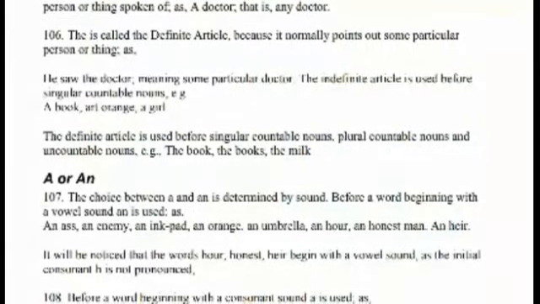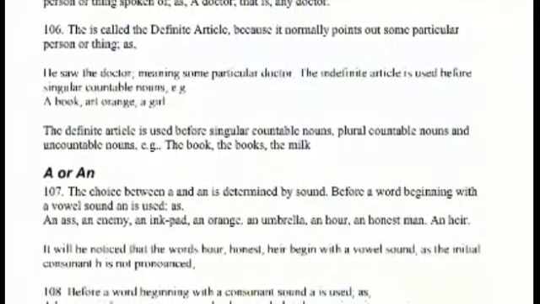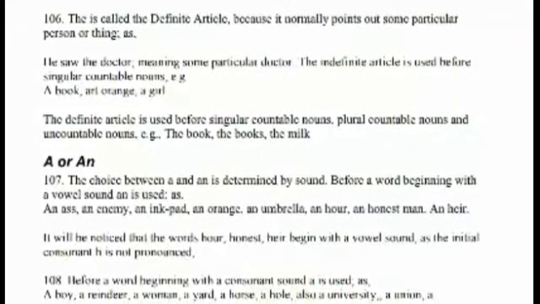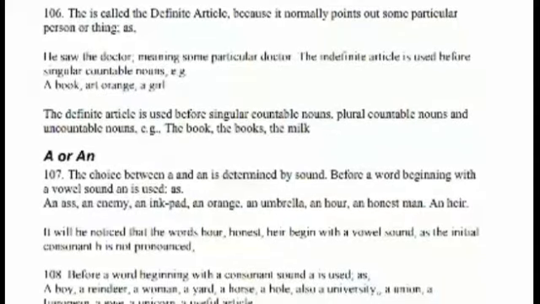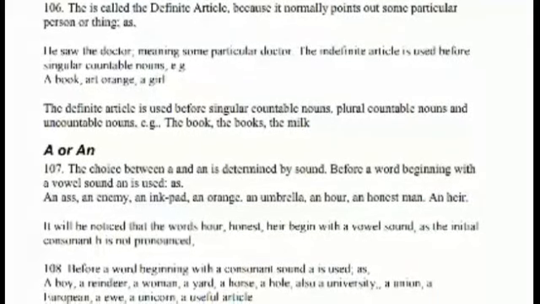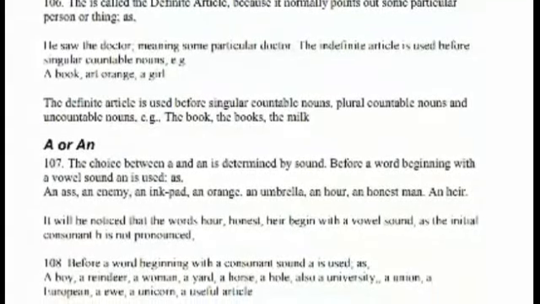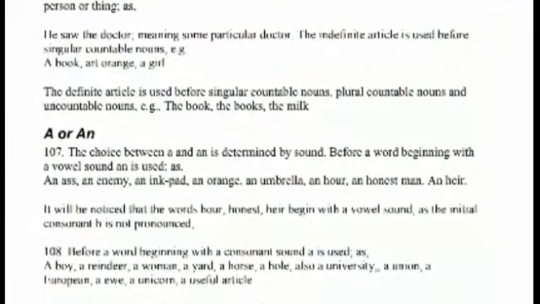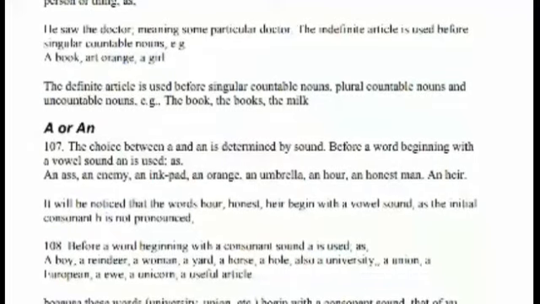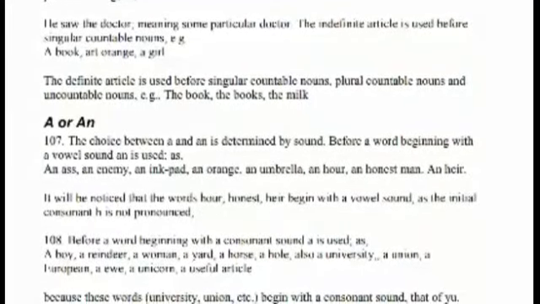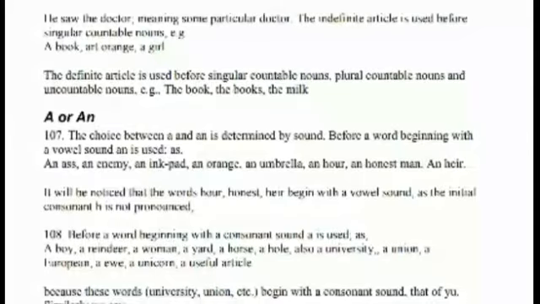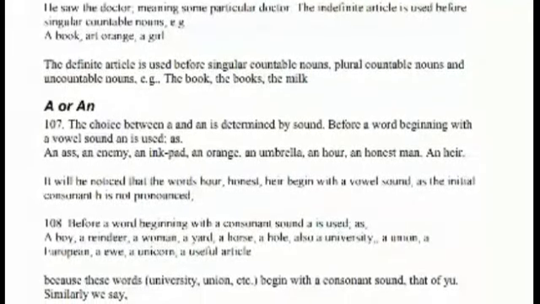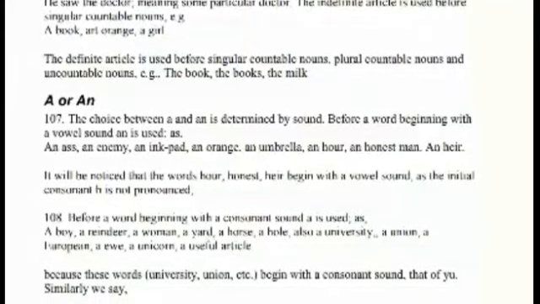The indefinite article is used before singular countable nouns. Example, a book, an orange, a girl, etc. The definite article is used before singular countable nouns, plural countable nouns, and uncountable nouns also. Example, the book, the books, the milk, etc.